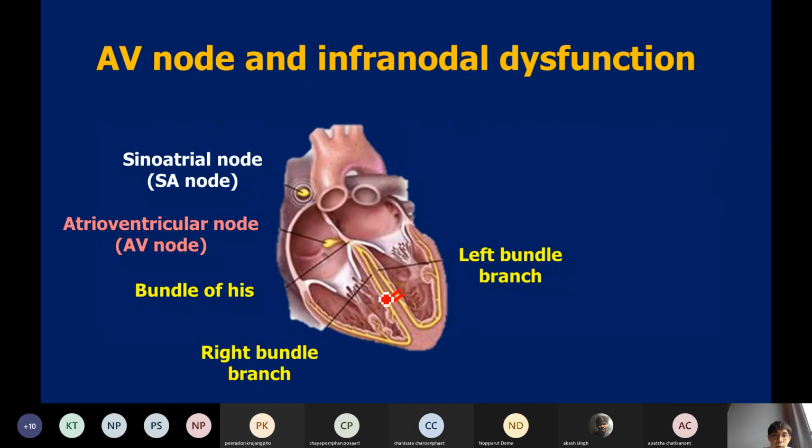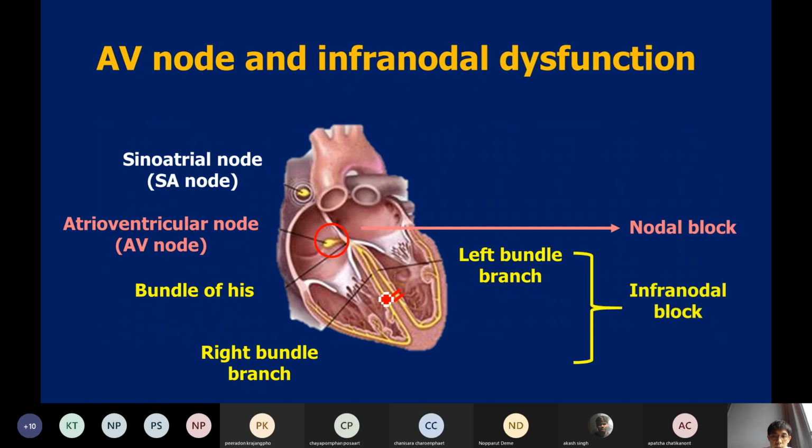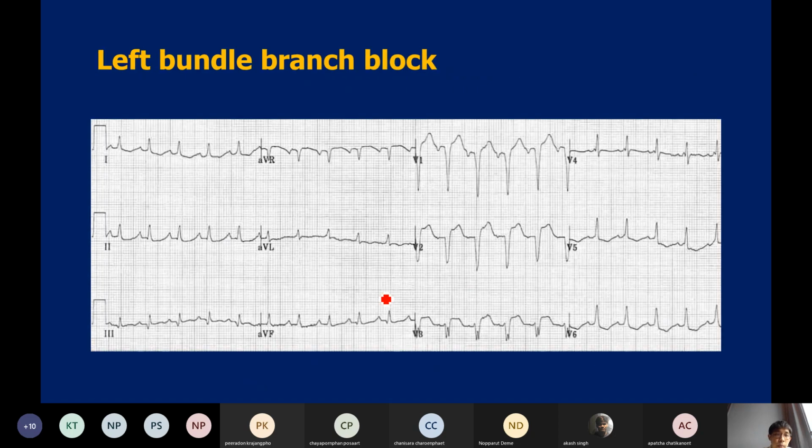And another type of block is the left bundle branch block. In the left bundle branch block there is a deep S wave in V1, V2, and V3, and there is a positive wave, and in some patients there is fractionation of the R wave in V4, V5, and V6. This is the block in the left side of the heart.